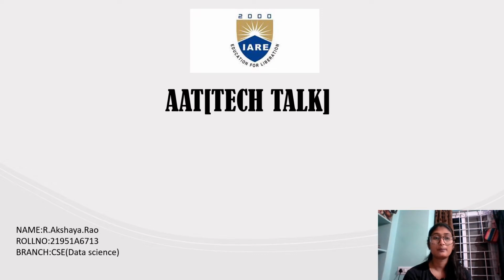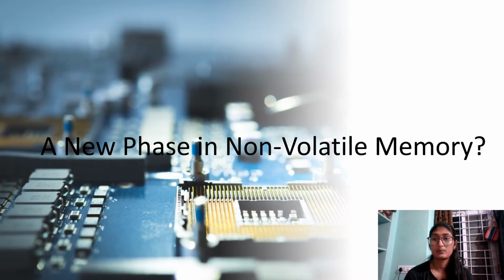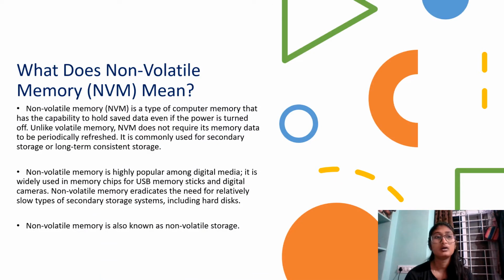The COA, Computer Organization and Architecture, topic is about non-volatile memory and volatile memory. What does non-volatile memory mean? Non-volatile memory is a type of computer memory that has the capability to hold saved data even if the power is turned off. Unlike volatile memory, non-volatile memory does not require its data to be periodically refreshed. It is commonly used for secondary storage or long-term persistent storage.